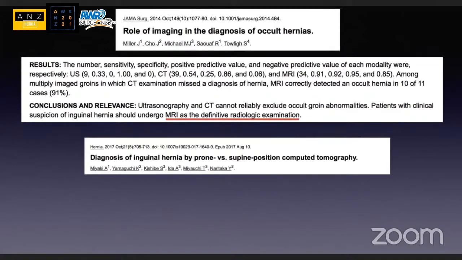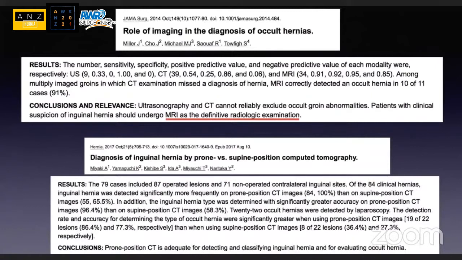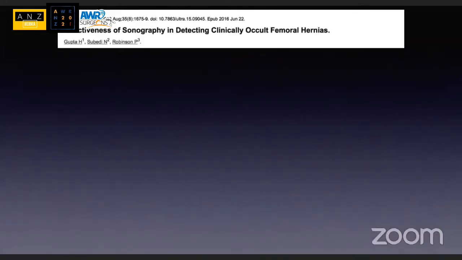This is a rather interesting paper talking about inguinal hernia diagnosis with CT using prone versus supine position, with 79 cases, 87 operated lesions and 71 non-operated lesions, so a fairly large number of cases. If you look at the results, prone CT detects more occult hernias and is also at least as good in detecting what type of hernia it is. So prone CT acquisition alone is adequate for detecting and classifying inguinal hernias and for evaluating occult hernias.